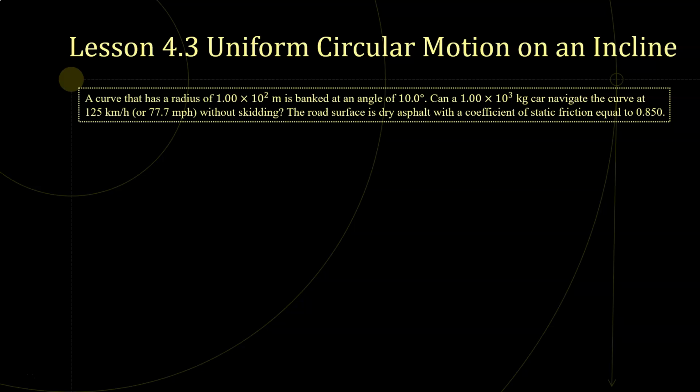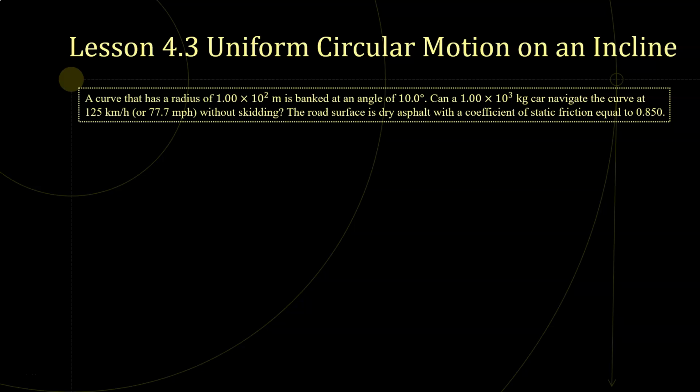And here's our practice problem. A curve that has a radius of 100 meters is banked at an angle of 10 degrees. Can a 1,000 kilogram car navigate the curve at 125 kilometers per hour, or 77.7 miles per hour? That's pretty fast, without skidding.